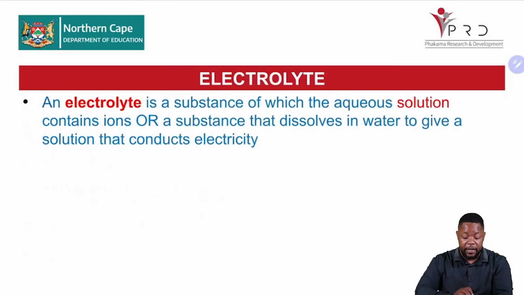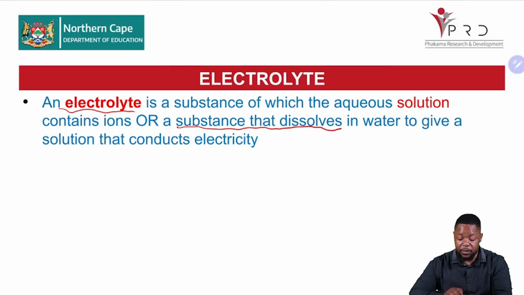Let's define the electrolyte. What is an electrolyte? An electrolyte is an ionic substance of which the aqueous solution contains ions, and a substance that dissolves in water to give a solution that conducts electricity. So we can define it in two ways. We can define it as an ionic substance of which the aqueous solution contains ions, or we can define it as a substance that dissolves in water to give a solution that conducts electricity.